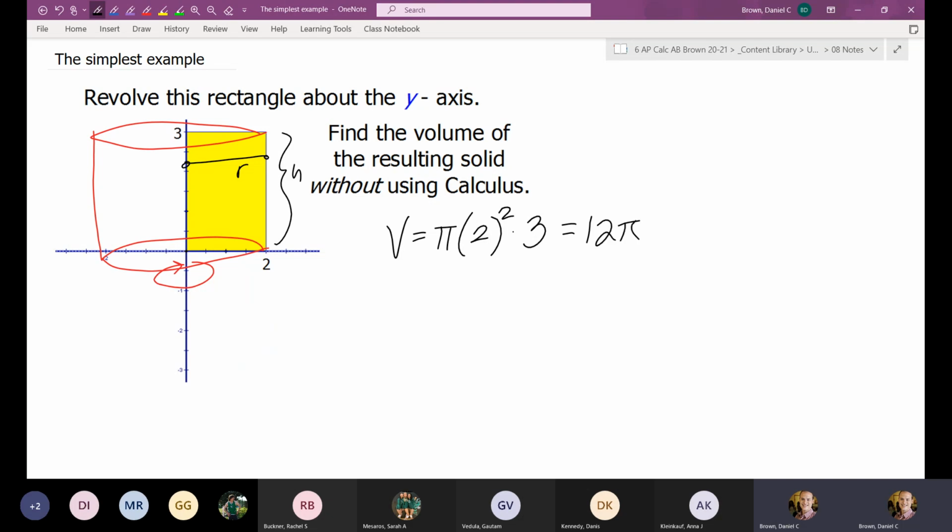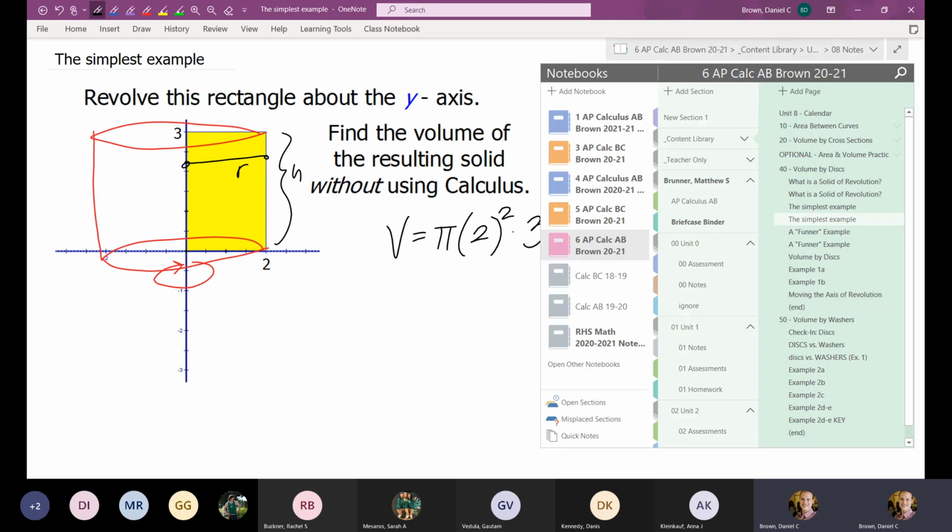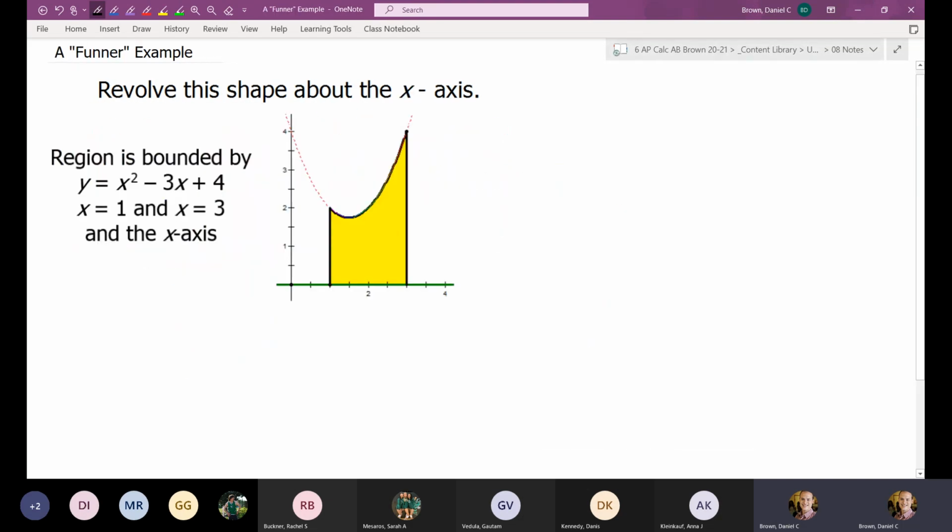Now, when we expand this into calculus, we will still be using that pi r squared. We're not going to have to worry too much about the height, because that's what the integral is going to be used for. So how will these questions look in a calculus class? We're not going to be revolving a rectangle about an axis. We might be revolving something like this about an axis.